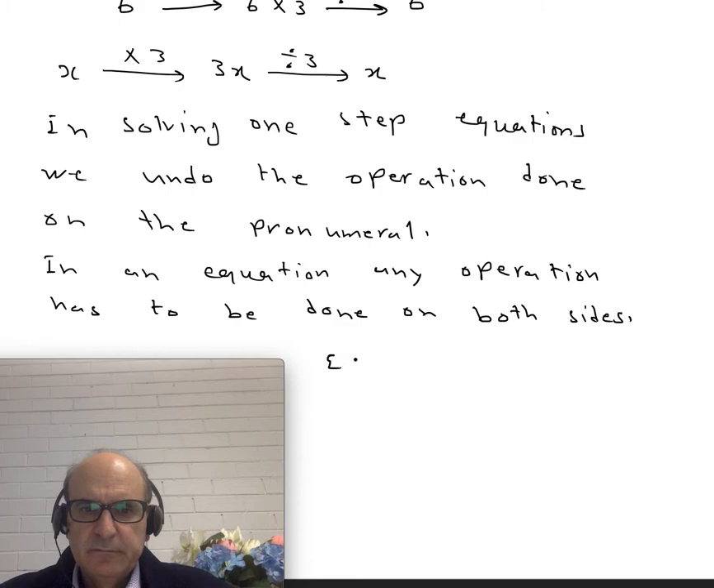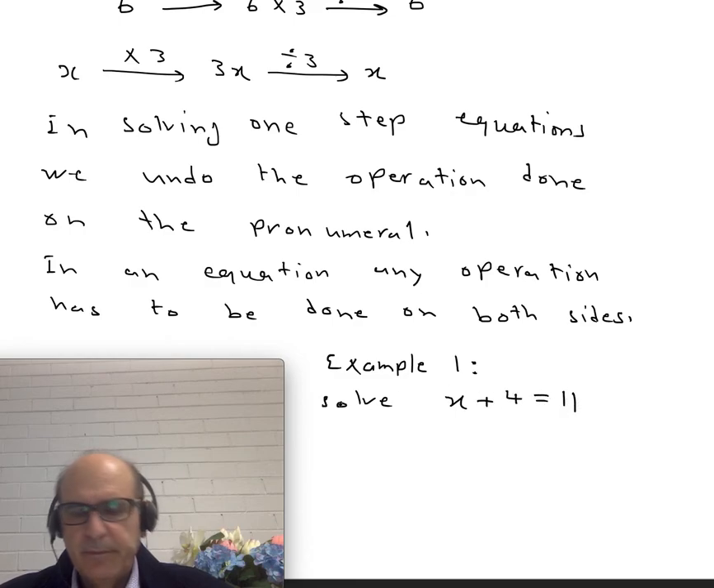Example 1. Solve x plus 4 equals 11. I know you already know how to solve this by guessing, which is what number plus 4 is 11, and the answer is 7. But that's not what we're doing here.